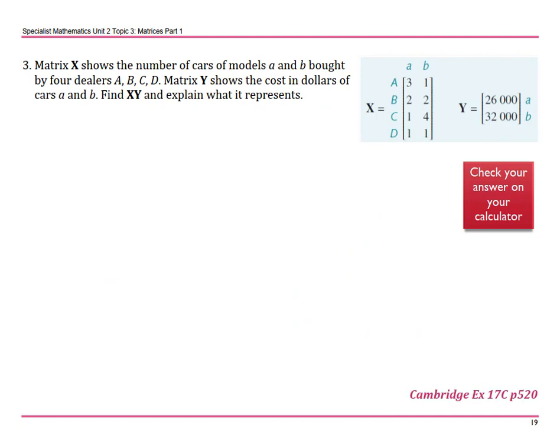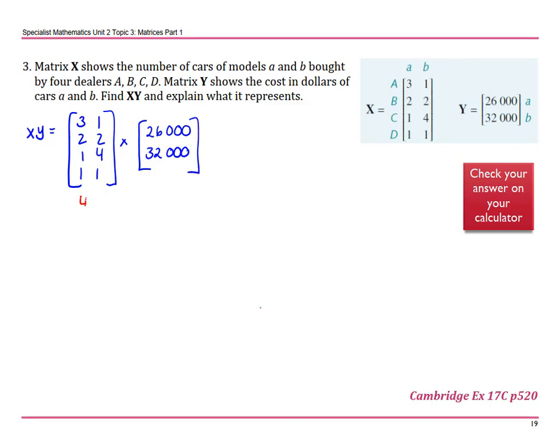One more example that's a practical one. This one says matrix X shows the number of car models A and B bought by 4 car dealers A, B, C, D. Matrix Y shows the cost in dollars of cars A and B. Find XY and explain what it represents. So XY is going to be [3, 1; 2, 2; 1, 4; 1, 1] times [26,000; 32,000]. So just so I know what I'm going to end up with, this is a 4 by 2, this is a 2 by 1, so I'm going to end up with a 4 by 1.